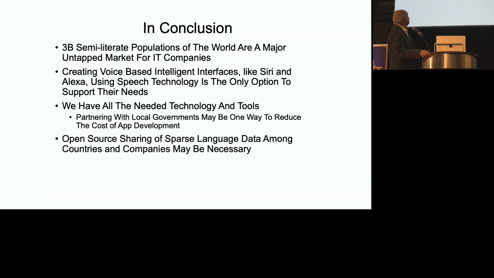So in conclusion, the 3 billion semi-literate populations of the world are a major untapped market for the IT companies. Creating voice-based intelligent assistants like Siri and Alexa using speech technology is the only option to support their needs. We have the needed tools and technology, and we need to figure out how to do open source sharing of language models of all the 100 orphan languages that are currently not available to the people. Thank you very much.